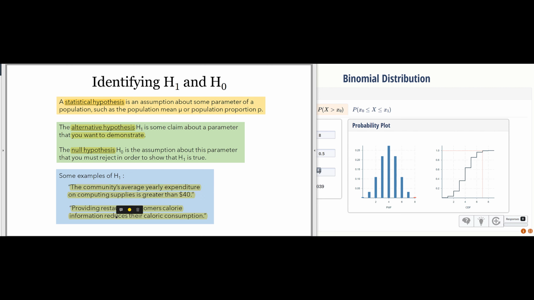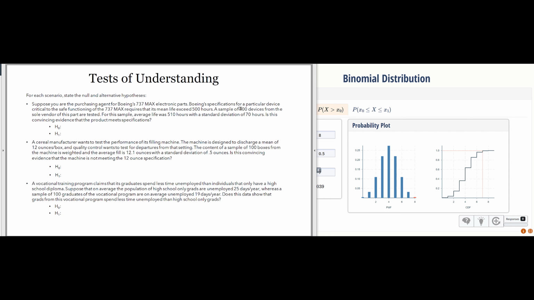Here are some examples to try out. We're just asking you to state the null hypothesis and alternative hypotheses. We're not asking you to actually compute anything here. You are a purchasing agent for Boeing 737 MAX parts. In order to be safe, some part has to have a mean life exceeding 500 hours of flight time. All right? So we get a sample of 400 devices, and we assume that this is a correctly, carefully collected set of 400 random devices.